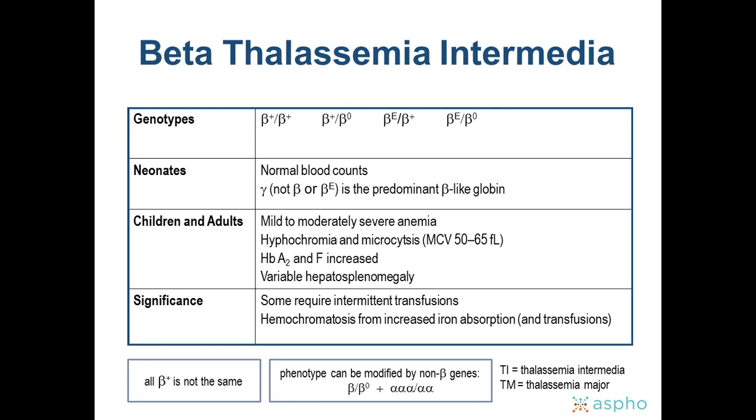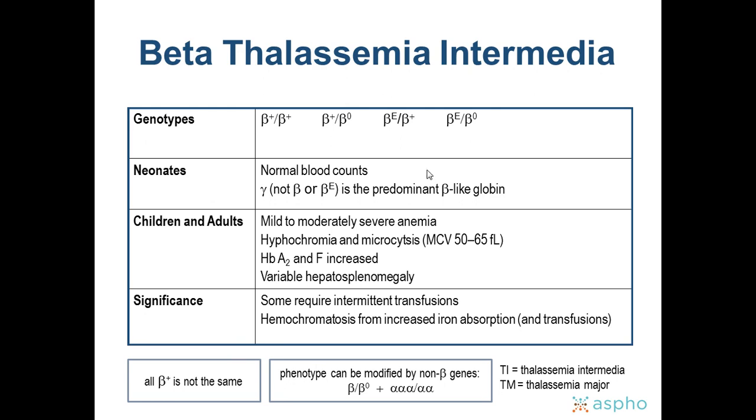You can see that's a recurring pattern in beta thalassemias, and some will get hepatosplenomegaly as a reflection of extramedullary hematopoiesis. Some do require intermittent transfusions, and remember, thalassemia intermedia is anything between trait and major. That's a big spectrum. And then all these kids with alpha thalassemia and beta thalassemia intermedia get hemochromatosis from increased iron absorption and also transfusion.